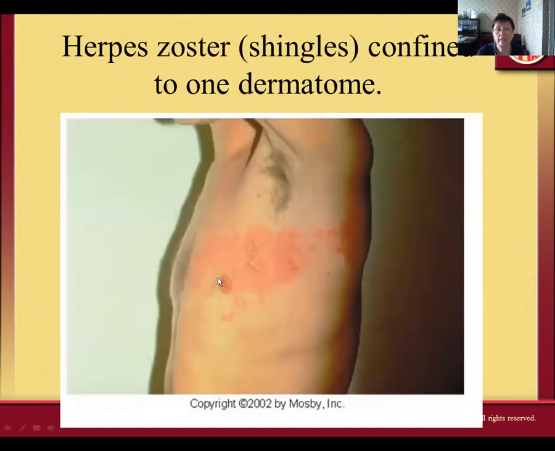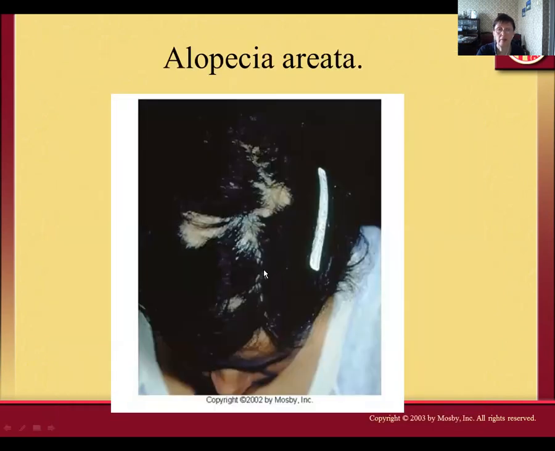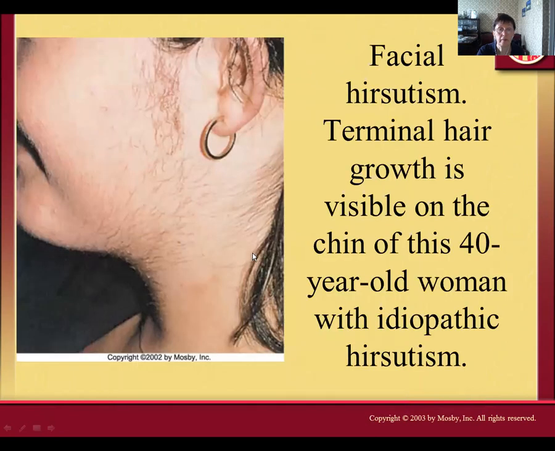Then we see rash on the skin due to herpes zoster or shingles. There are a lot of vesicles, but they are confined to one dermatome. Here we see the example of alopecia, the lack of hair in some areas.